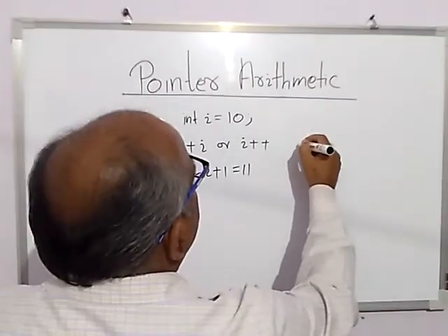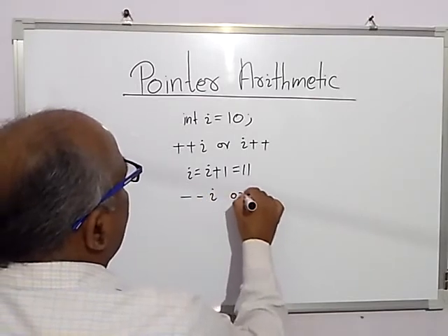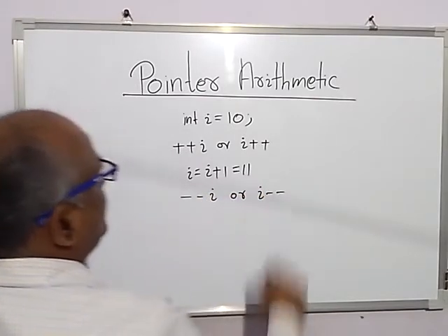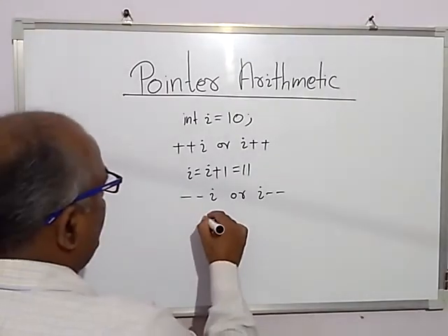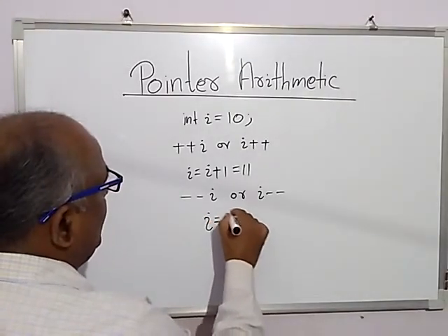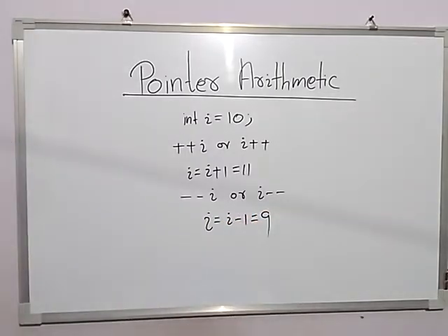Similarly, if you consider --i or i--, what does it mean? It decreases the value of the variable by 1. That means i = i - 1 = 9. So you know what the use of the increment and decrement operator is for a variable.